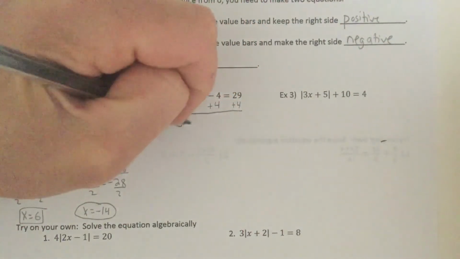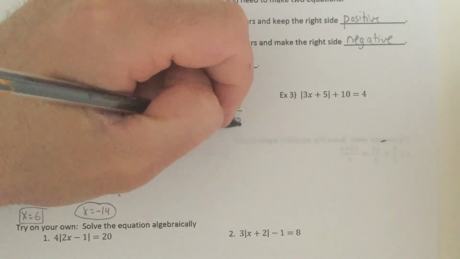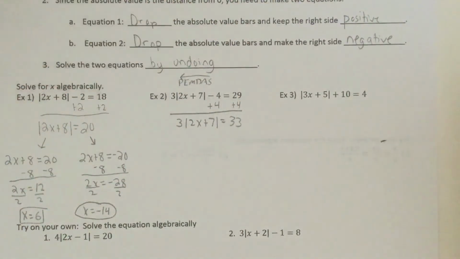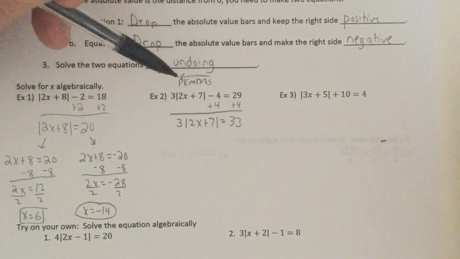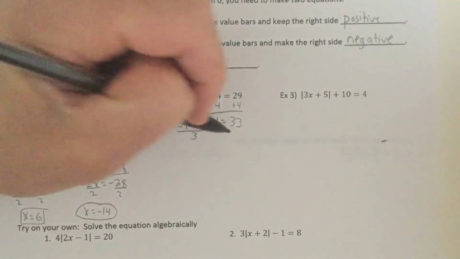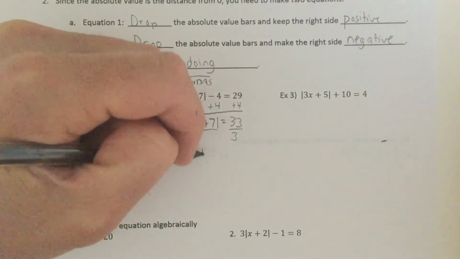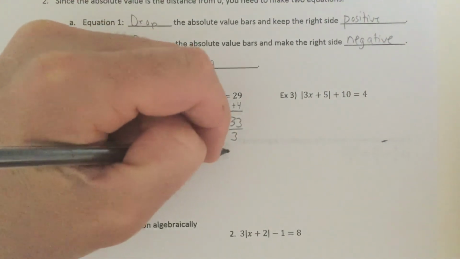So I have 3 times the absolute value of 2x plus 7 equals 33. One thing you cannot do is you cannot distribute through an absolute value. So therefore, again, I'm undoing to isolate that absolute value. So now I'm undoing multiplication, division. So this is times or multiply by 3. So that means I have to divide both sides by 3. So I'd have the absolute value of 2x plus 7 equals 11.